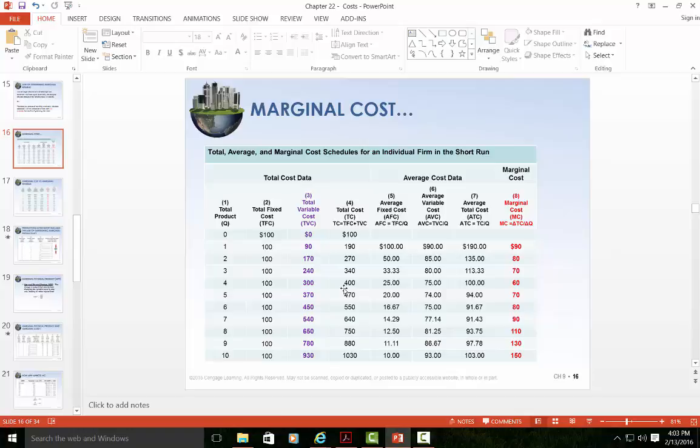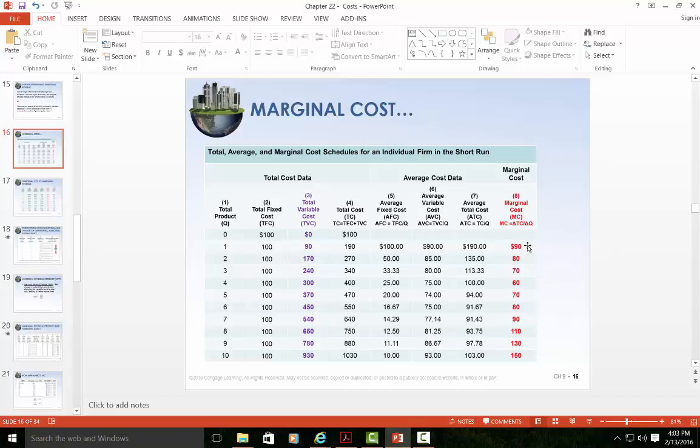Right? So your total cost is adding these two together. Average fixed cost is your total fixed cost, which is column two, divided by quantity, that's your average. Average variable cost is your total variable cost, which is column three, divided by output, and that gives you that. And then your average total cost is your total cost, column four, divided by output, and that gives you your averages. These are all your averages.